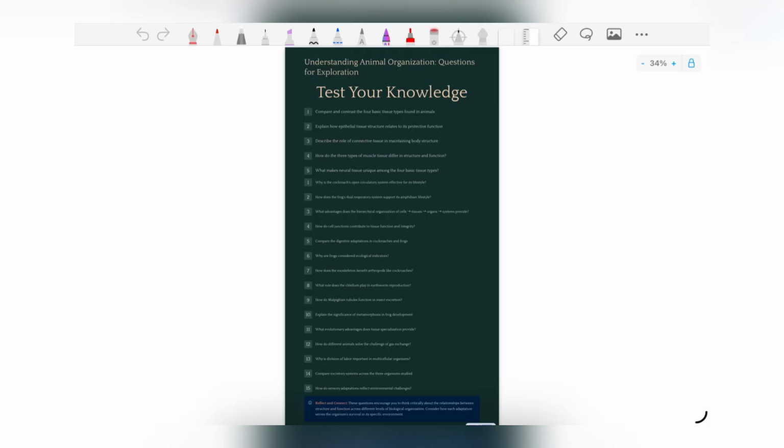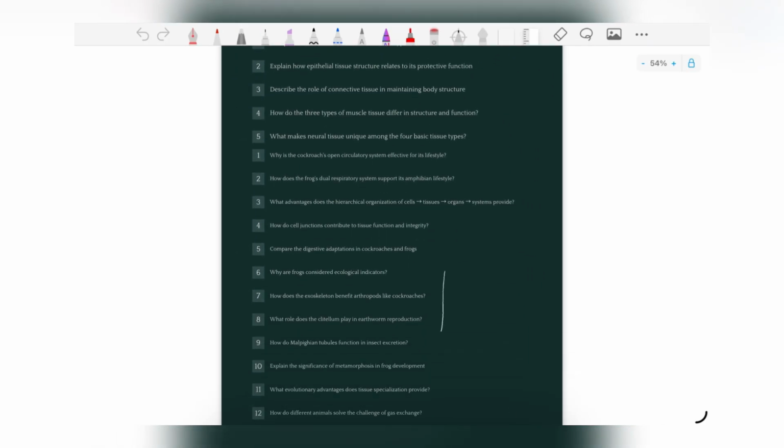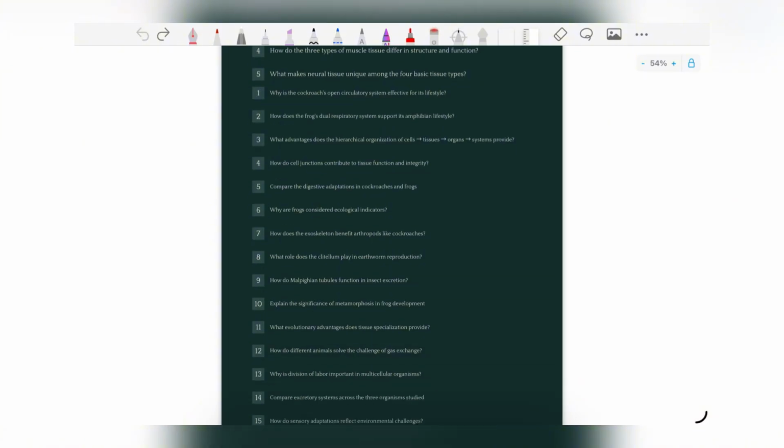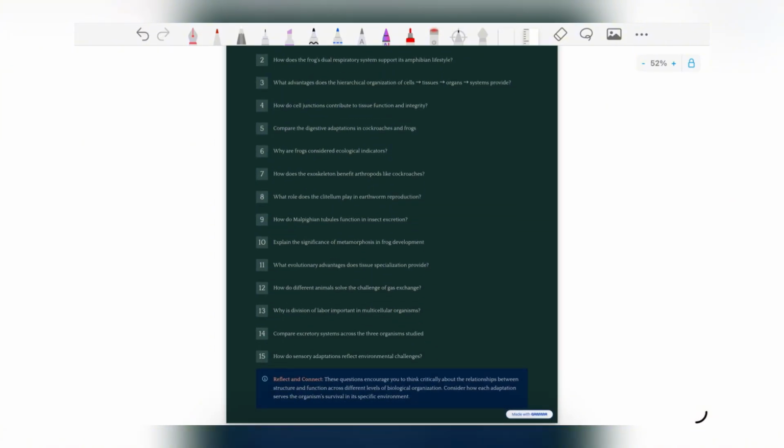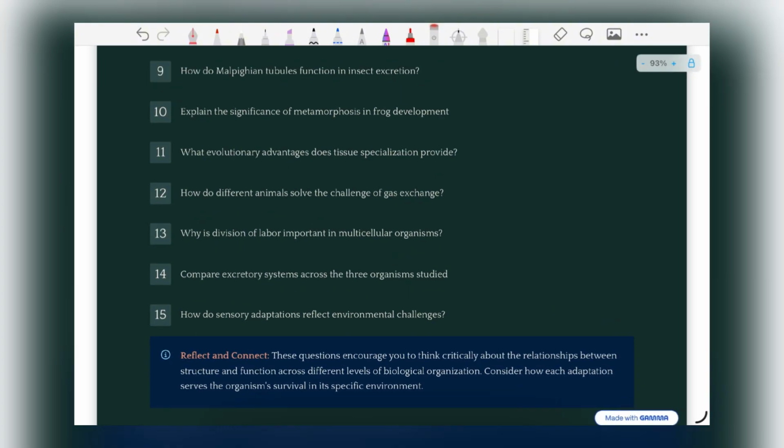Test your knowledge. These are some 15 questions, and you can find each and every answer through the slides given before. Okay, so how to tackle these questions? This question encourages you to think critically about the relationships between structure and function across different levels of biological organization. Consider how each adaptation serves the organism's survival in its specific environment.